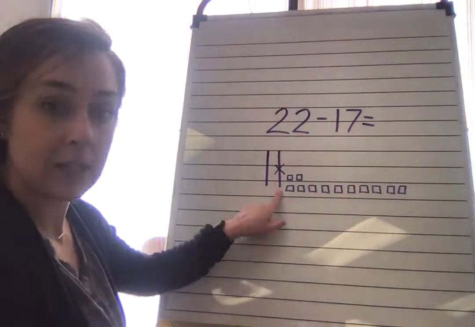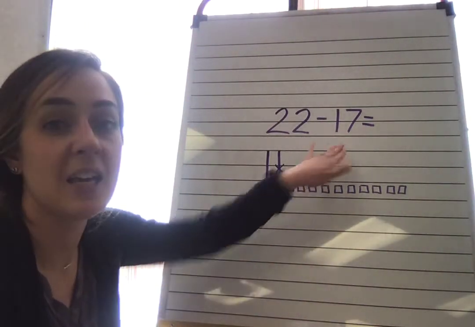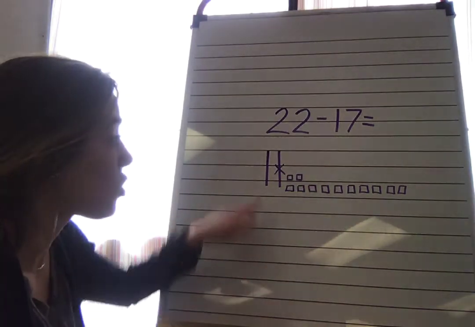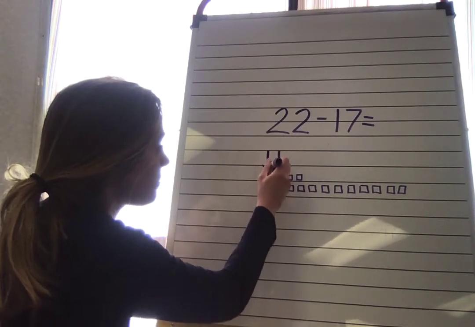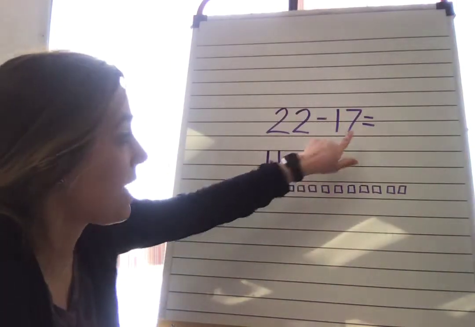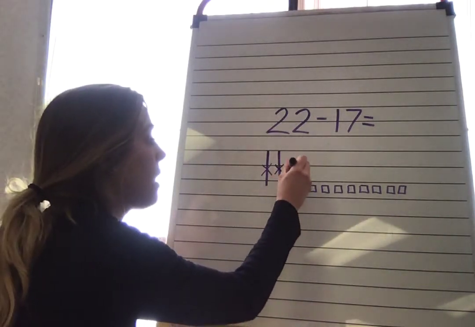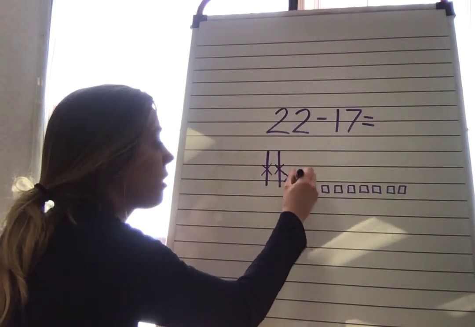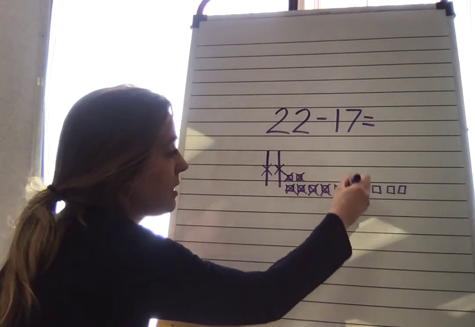So this became this. And now that that has happened, I can take away my 17. So I'm going to cross off my other group of 10. And now I'm going to cross off 7 of my cubes. 1, 2, 3, 4, 5, 6, 7.